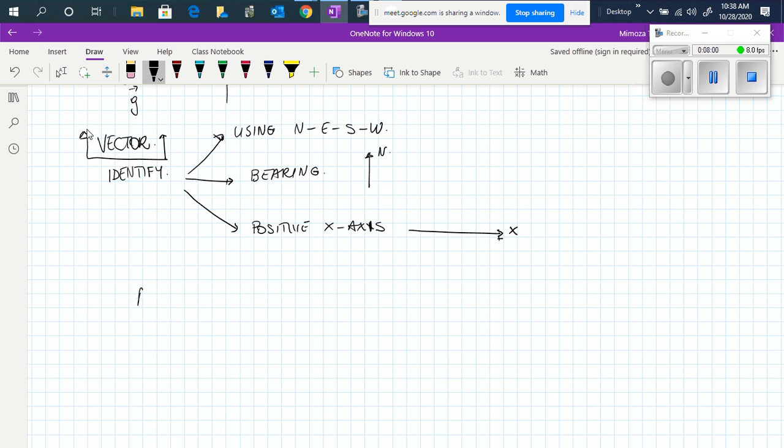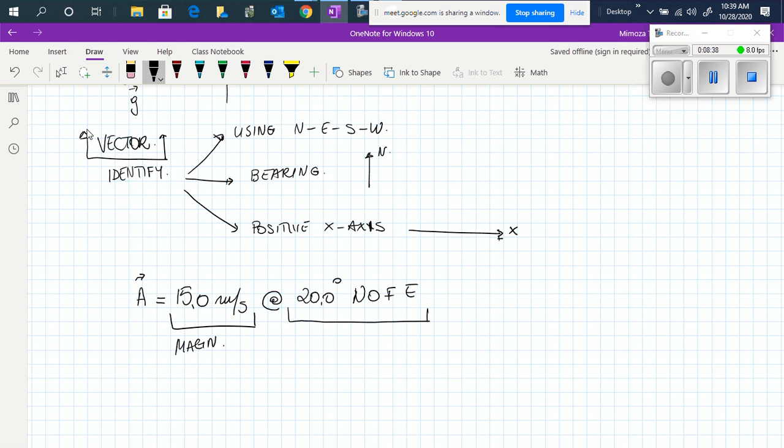So now, when we are identifying a vector, let's say a vector A with magnitude of 15 meters per second at 20 degrees north of east, what we are stating here is the magnitude. This is the part that deals with magnitude, and we always add the units there so that we know what quantity we are dealing with. And this second part, describing a vector, is dealing with direction.